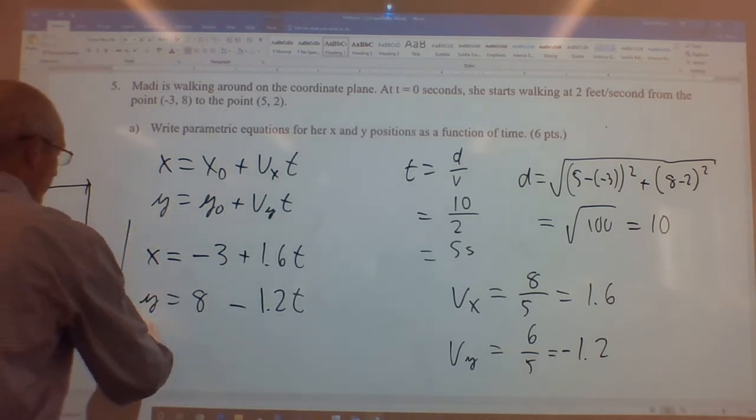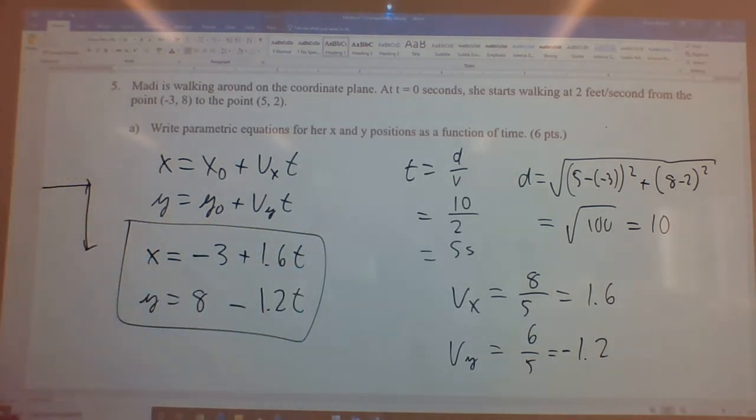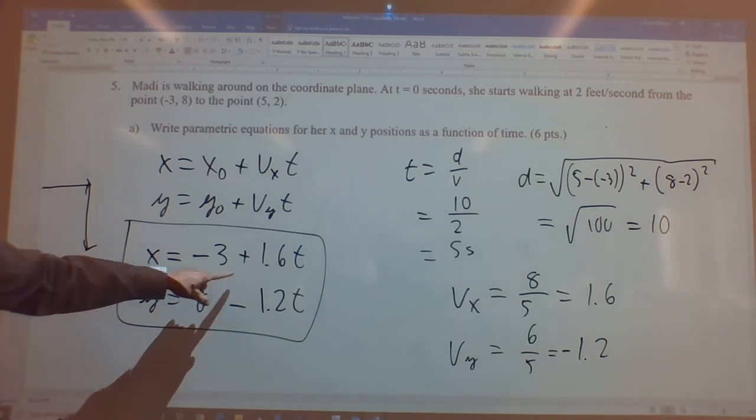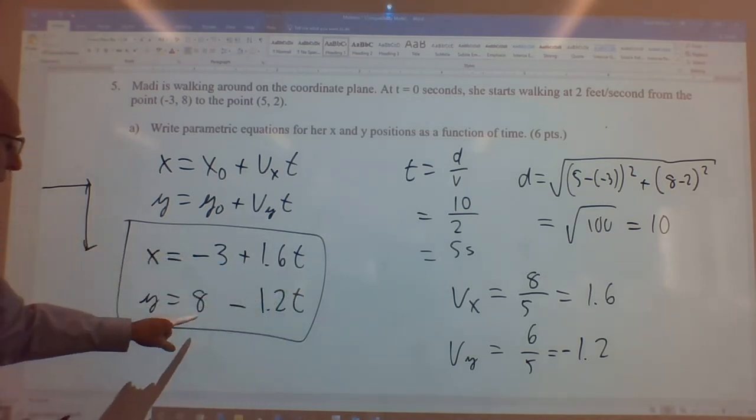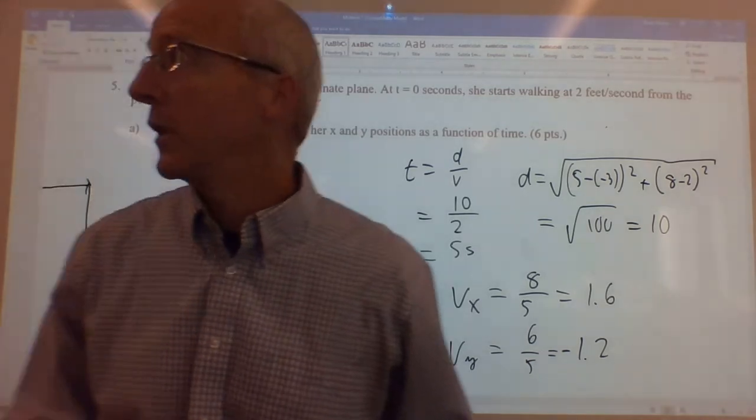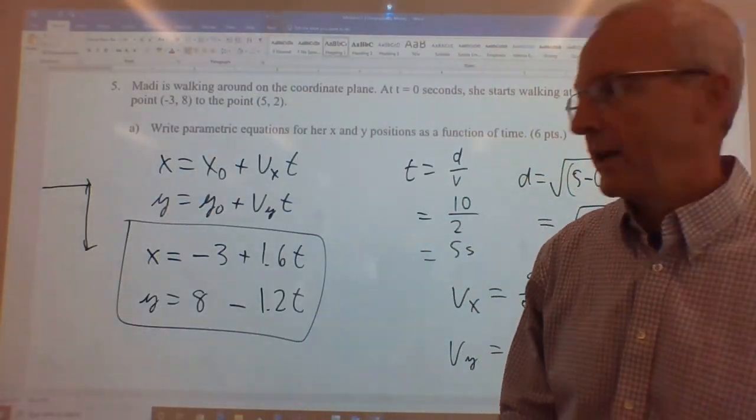So these are our parametric equations. We want to know wherever she is. Her x position is always negative 3 plus 1.6 times the time. Her y position is 8 minus 1.2 times the time. Okay, we are almost done.